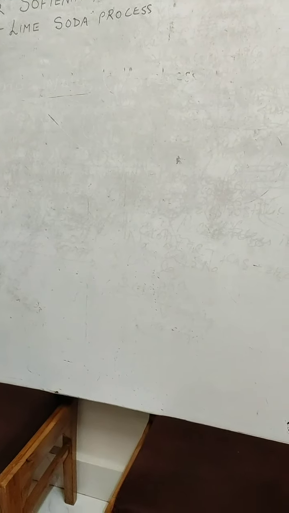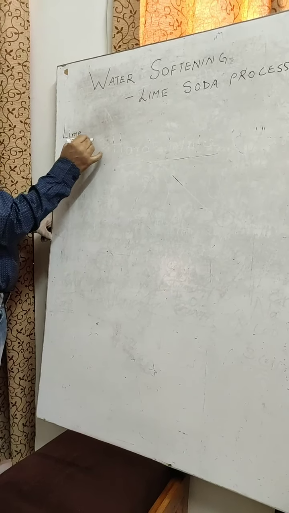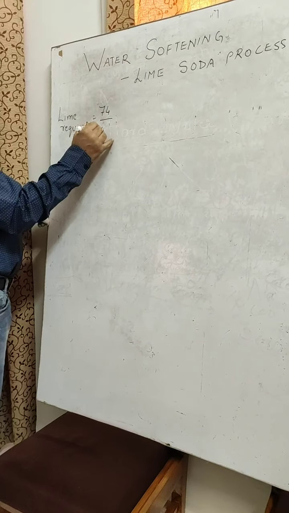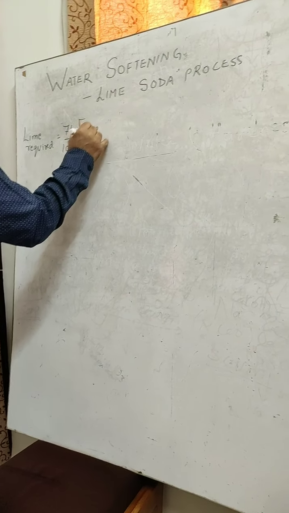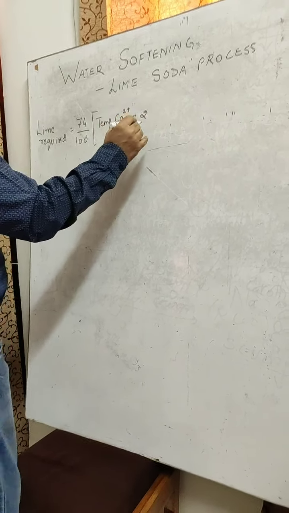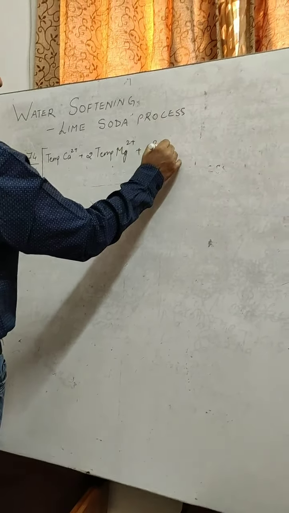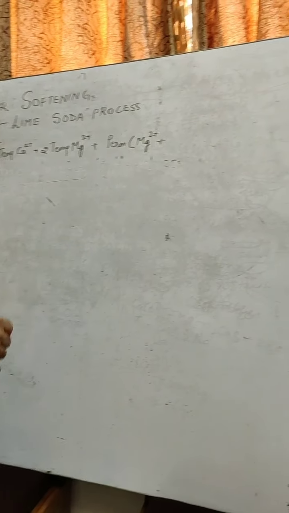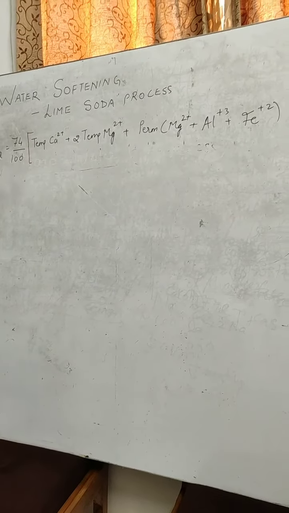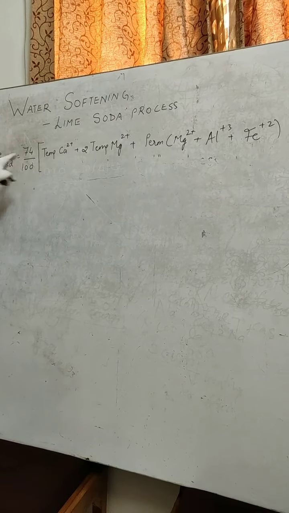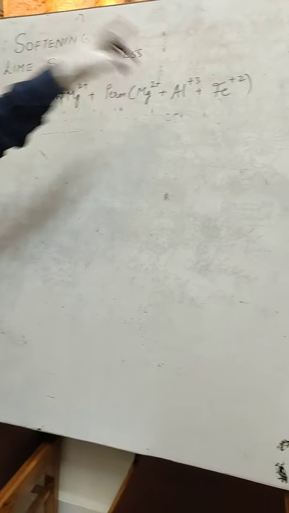We can write it out as the total lime required is equal to 74 by 100 multiplied by temporary calcium ion plus twice temporary magnesium ion plus permanent magnesium ion, aluminum ion, ferrous ion, etc. Remember, when you have a permanent calcium ion, it does not require lime. So what is needed is temporary calcium ion, temporary magnesium ion, and then permanent magnesium, aluminum and iron, etc.